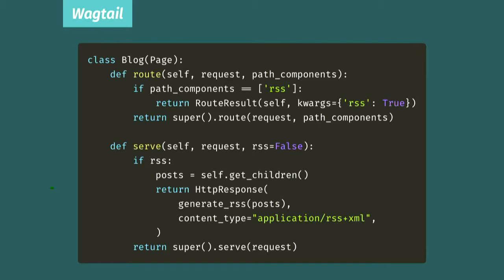Unfortunately, because of Wagtail's URL conf, we can't match rss.xml, or anything that has a dot in it or doesn't end with a slash. The code here will match /rss/ instead.